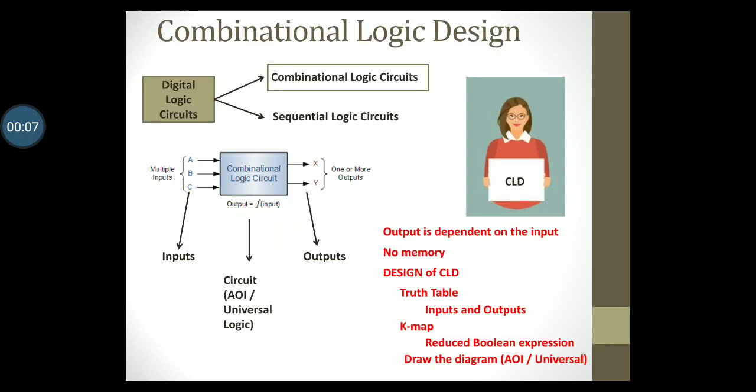We are in the process of studying combinational logic design and we have learned that a combinational logic circuit has outputs that are fully dependent on the inputs given to the circuit at the time. We have also seen that it is very easy to design any combinational circuit using three simple steps: write a truth table, draw the K-maps, and then draw the circuit in AOI logic or universal logic.